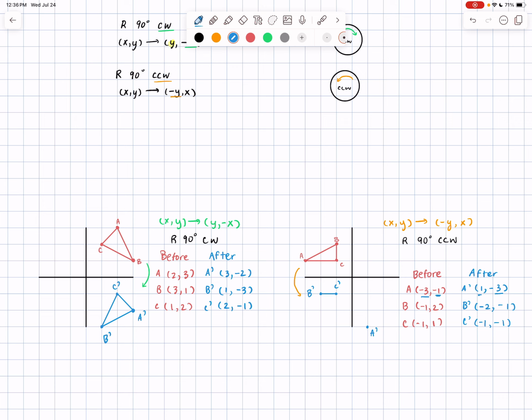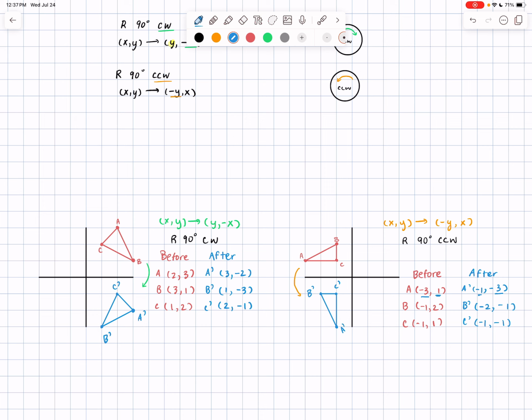And then, oh, sorry. This is supposed to be positive 1. Oh, yeah. Okay. So this is supposed to be negative 1. Sorry about that. Always check your work. So negative 1, negative 3, that's right here. And this is my A prime value.